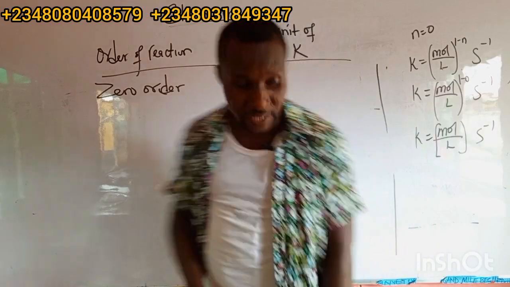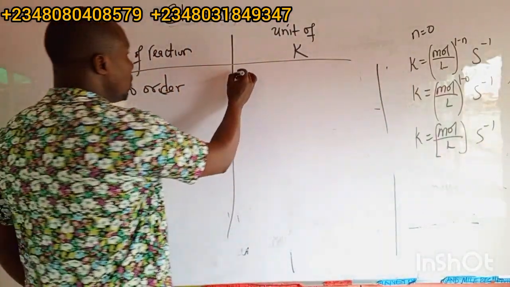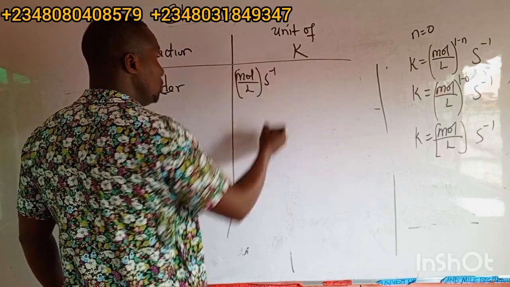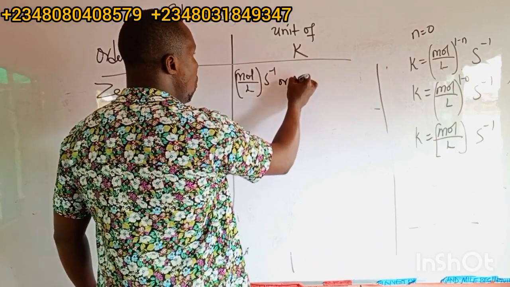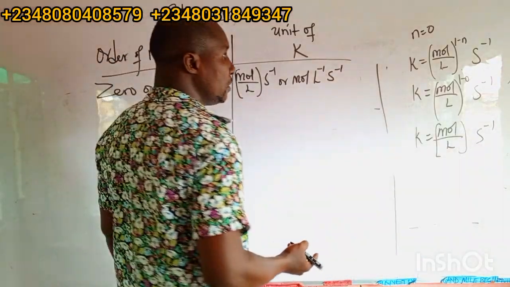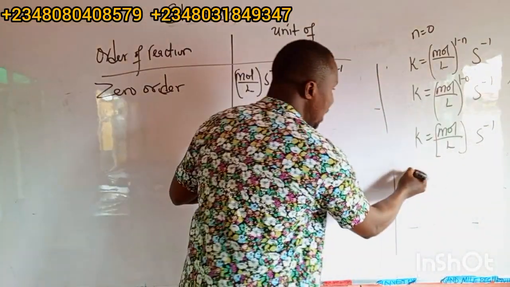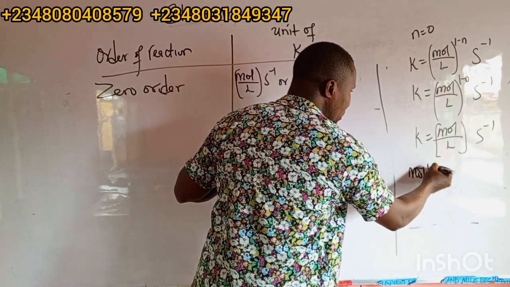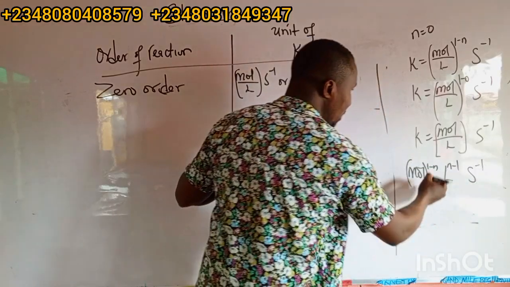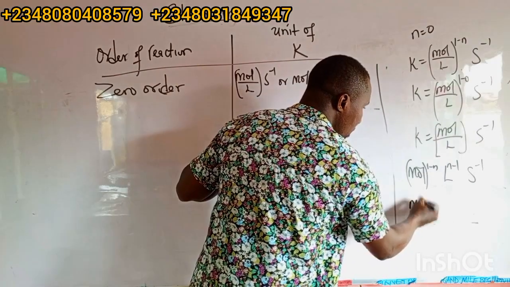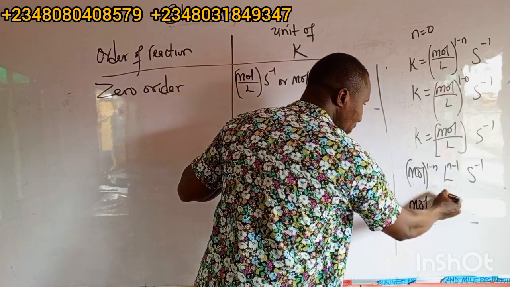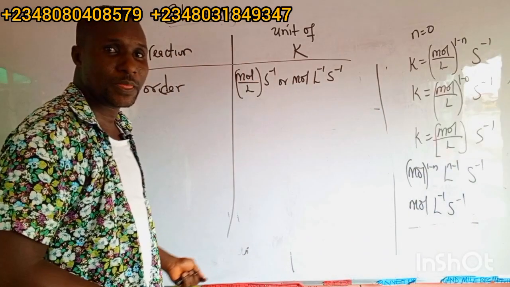That means the unit of K in zero order is mole per liter per second, which you can also write as mole per liter per seconds. It's the same thing. If I use the formula I gave you, mole per liter raised to power 1 minus n, then per seconds. Or I can use the other form: mole raised to 1 minus 0, which is 1, then L raised to 0 minus 1, which is minus 1, per seconds. It's the same thing.